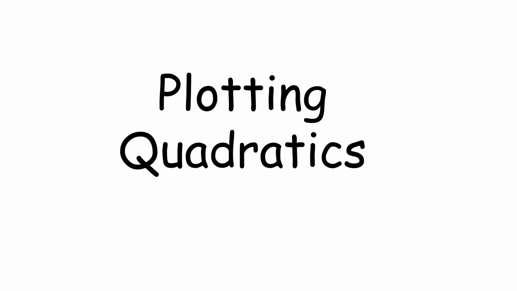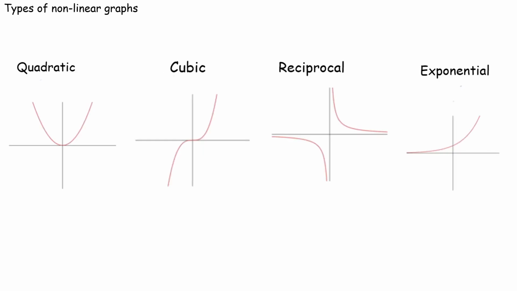So in this video we're looking at plotting quadratics. Let's get straight into it. And just to give us a brief idea, there are 4 types of non-linear graphs that we need to be aware of at the GCSE level. Non-linear meaning it is not a straight line kind of graph.